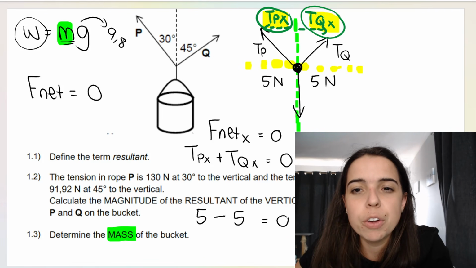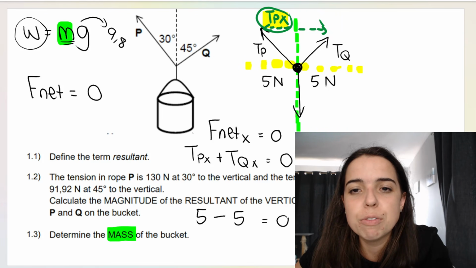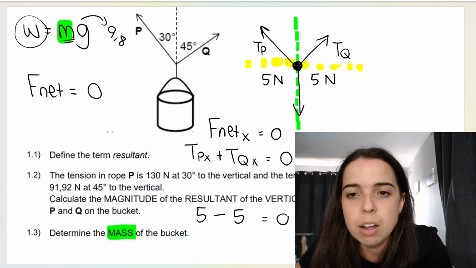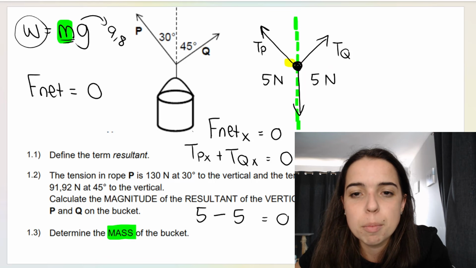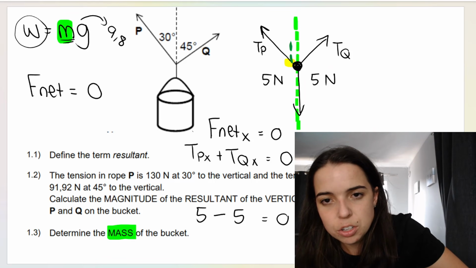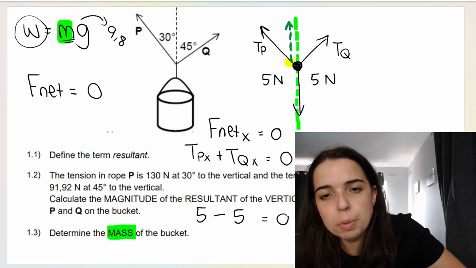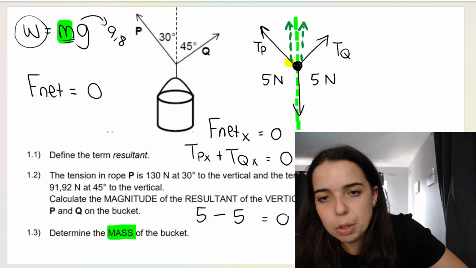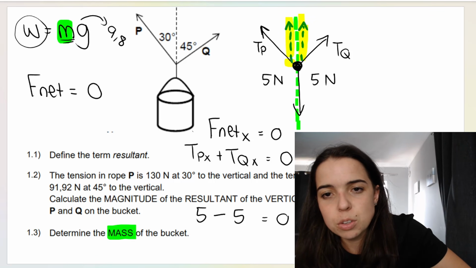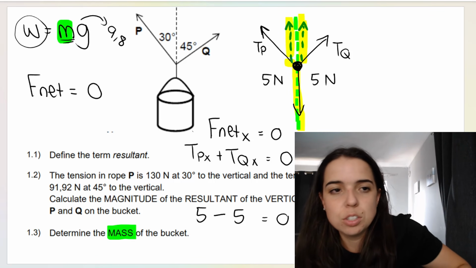Now in this scenario, it is not so straightforward when looking at my y forces. So let's erase my x forces. Let's just focus on my y forces now. We already briefly spoke about this, but remember, we can break TP up into its x and its y vector. So TPY will be going up and TQY will be going up. They'll both be going up. And what's going down? This is going up, that's going up. The weight is going down.